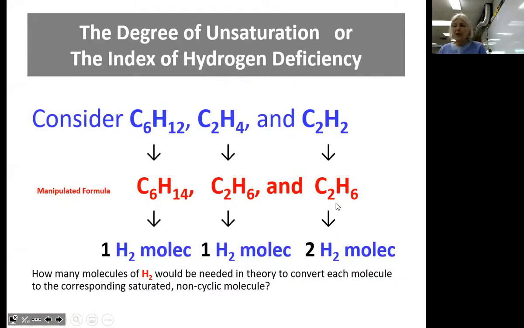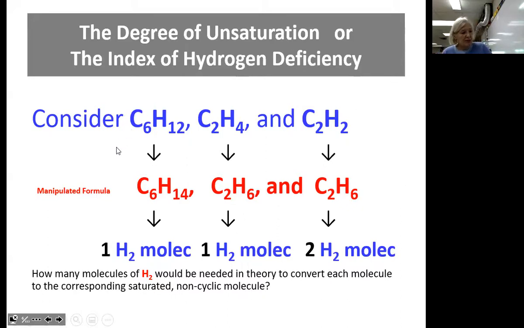The method I'm going to use to show you how to determine the index of hydrogen deficiency first starts with looking at the molecular formula. I'm going to give you some tricks to take the provided molecular formula and manipulate it. Notice that I called these red formulas the manipulated formulas. There are some rules you're going to have to learn to turn the given molecular formula into the manipulated formula.